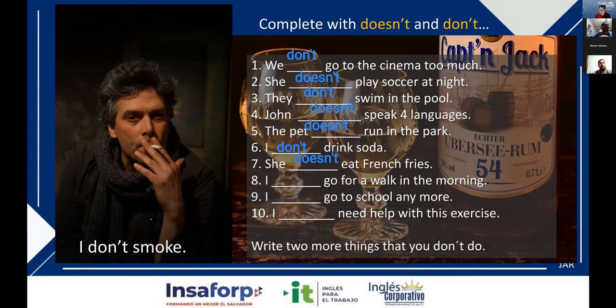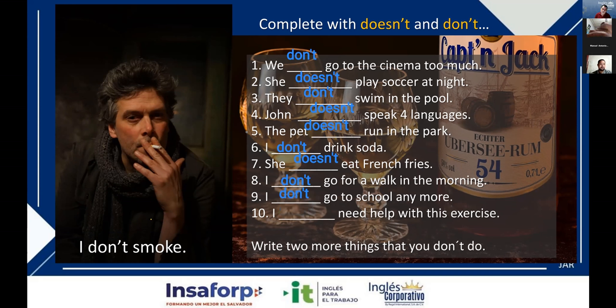I don't go for a walk in the morning. Lo mismo la otra, va. I don't go to school anymore. Igual la última. I don't need help with this exercise. Vaya. Y de ahí tendríamos que hacer cada quien dos, ¿verdad?